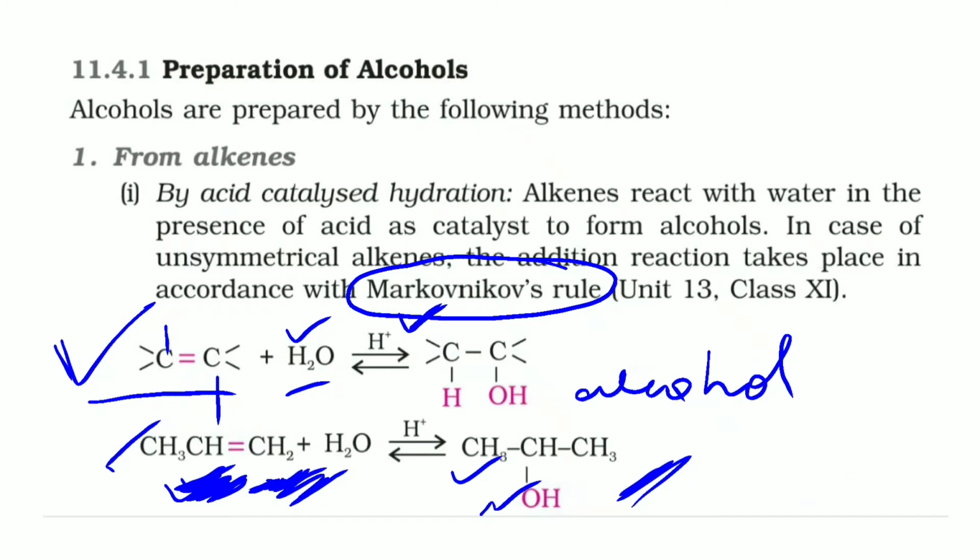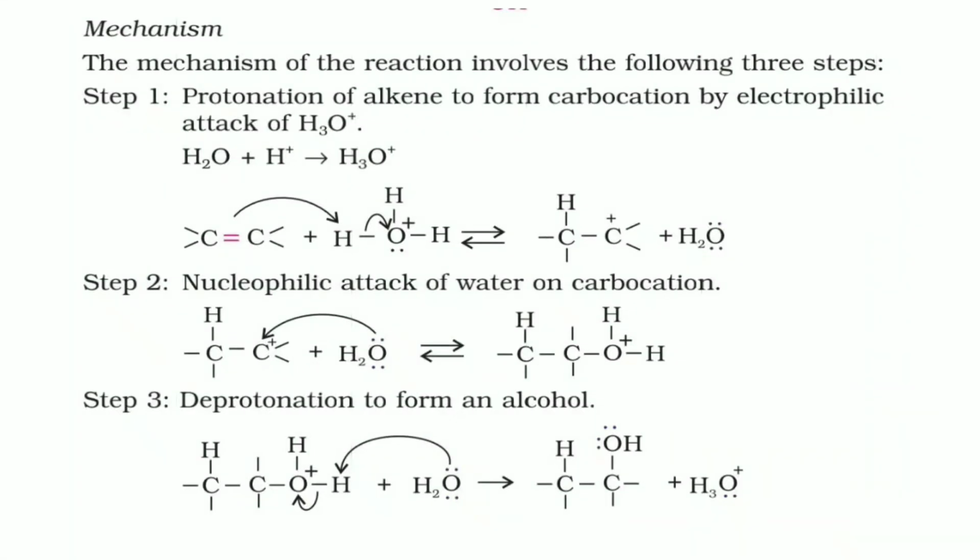So this is the process, this is the simple reaction. Many times in the board examination the mechanism is asked for this reaction. So let's look into the mechanism. The mechanism is actually divided into 3 steps: first, second and third. The first step, protonation of alkene to form carbocation by electrophilic attack of hydronium ion.